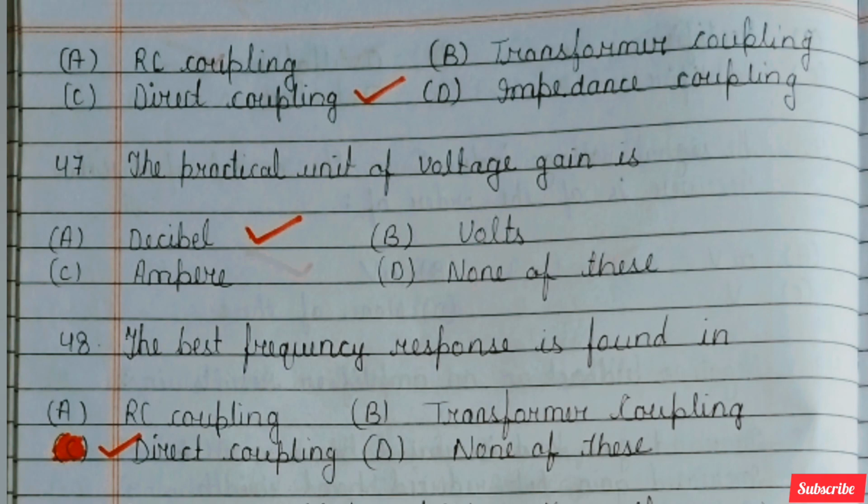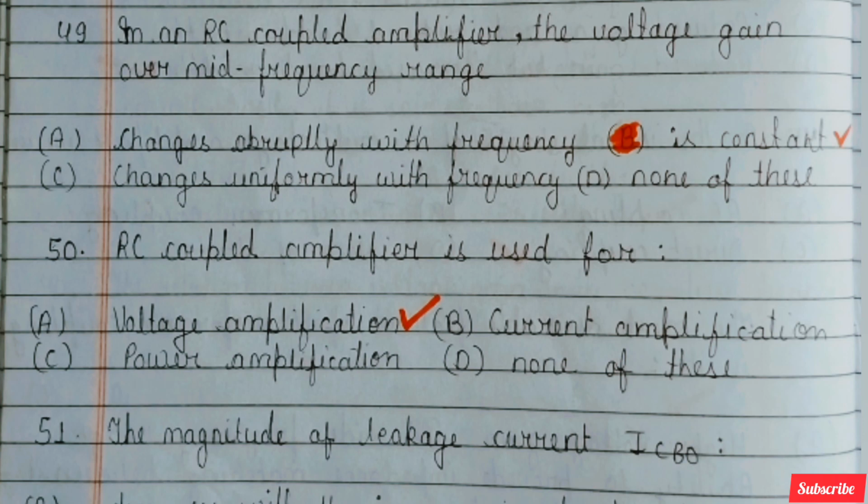Direct coupling. The practical unit of voltage gain is. Option A is right. The best frequency response is found in. Option C is right. Next question, in an RC coupled amplifier the voltage gain over mid frequency range. Option B is right, is constant.